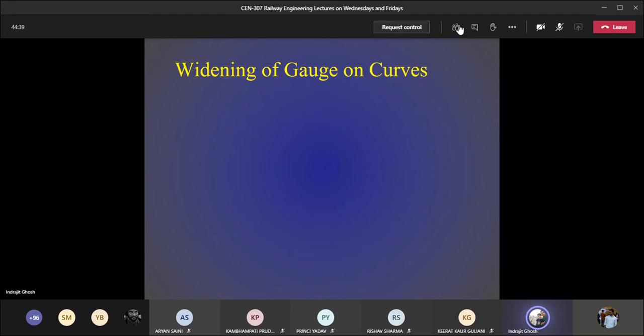Then there is the psychological reason. When we have a horizontal curve, there is movement from two directions. Psychologically, we try to stay a bit away from the opposing vehicle. Yes, we know otherwise there can be a head-on collision. Okay. So in railway engineering, we also go for widening of gauge. The whole purpose is to reduce the wear and tear between the rail head and the wheel flange.